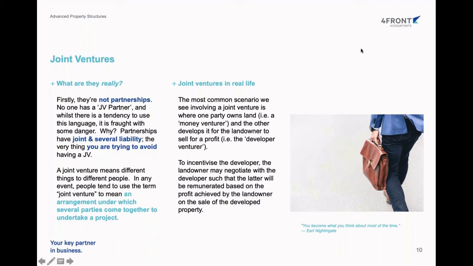Typically, to incentivize the developer, the landowner may negotiate with the developer such that the latter will be remunerated based on the profit achieved by the landowner on the sale of the developed property. So there isn't a profit split per se, or if there is, it's not overtly mentioned. If you start talking about I'm going to get 20% of profit and you're going to get 80%, you're starting to venture down a dangerous road, because you're starting to talk about partnerships if you start to talk about profit splits.